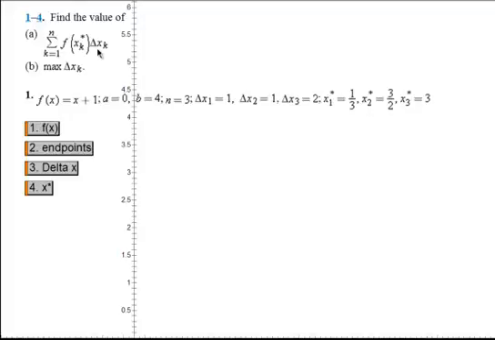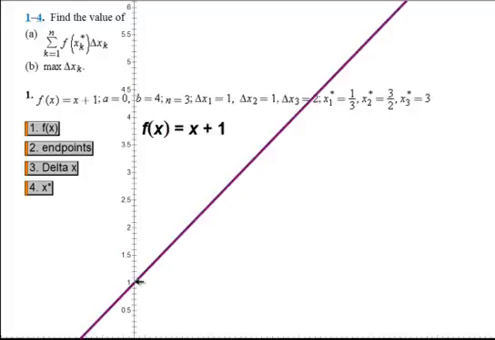Let's break it apart. So in number 1, the first thing is we have a function f of x. So what we're going to do first is graph f of x. Well, f of x is x plus 1. So we know that that's a line, it has a y-intercept of 1 and a slope of 1. So that should be pretty clear.